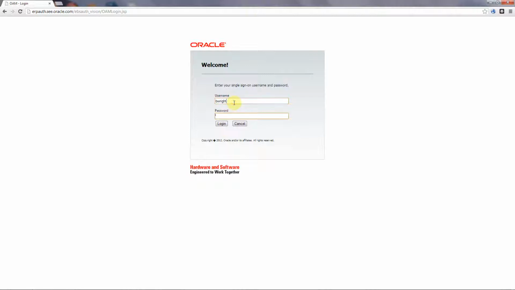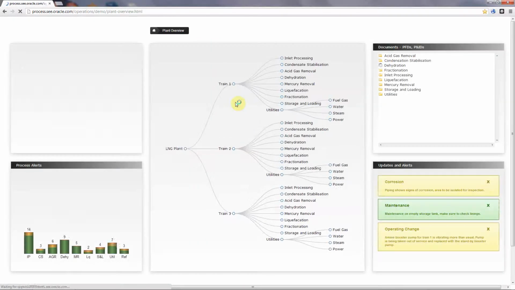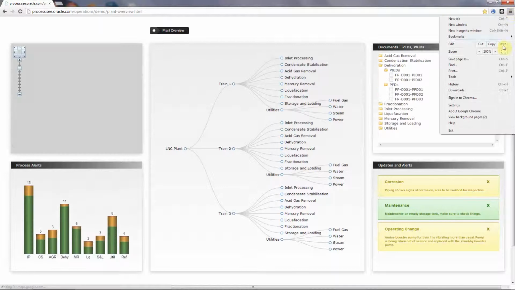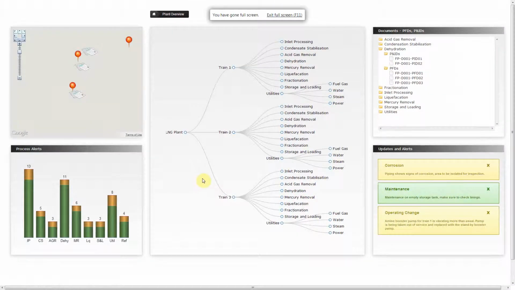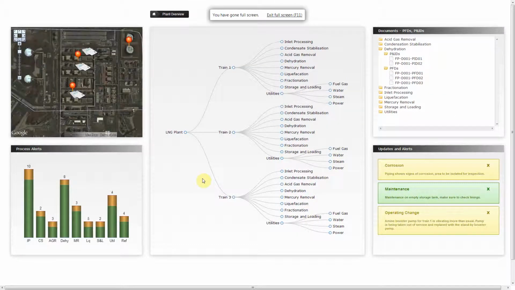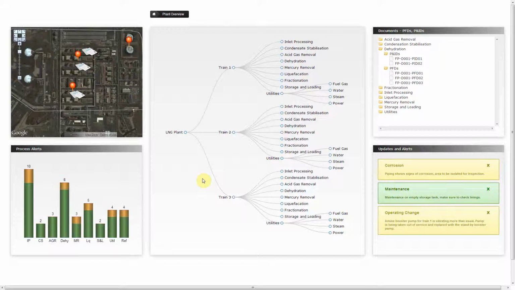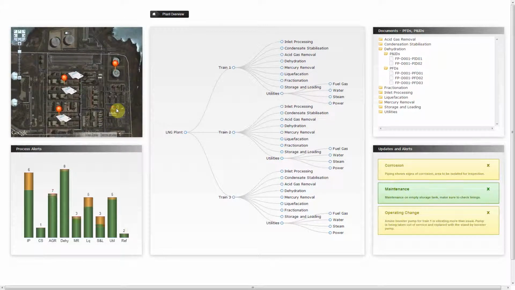First, we'll log on with our single sign-on username and password. And we're given an initial dashboard designed to just give some brief information to an operator or engineer. So at the top left, we have a map of the plant showing a couple of general issues and documents related to those issues. These are also shown in more detail down here.